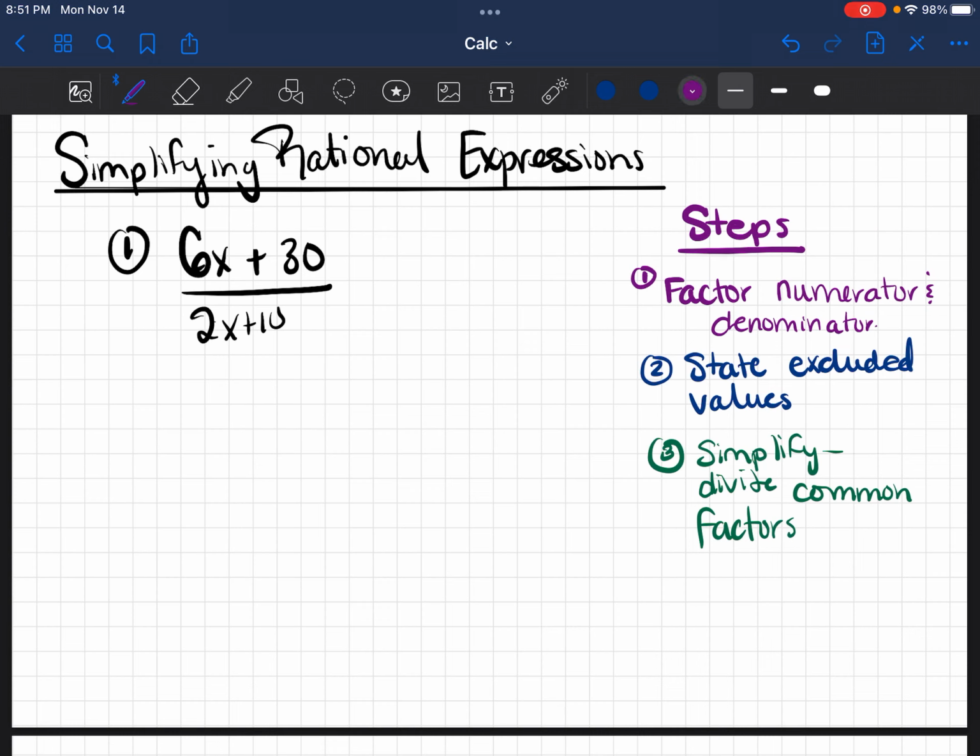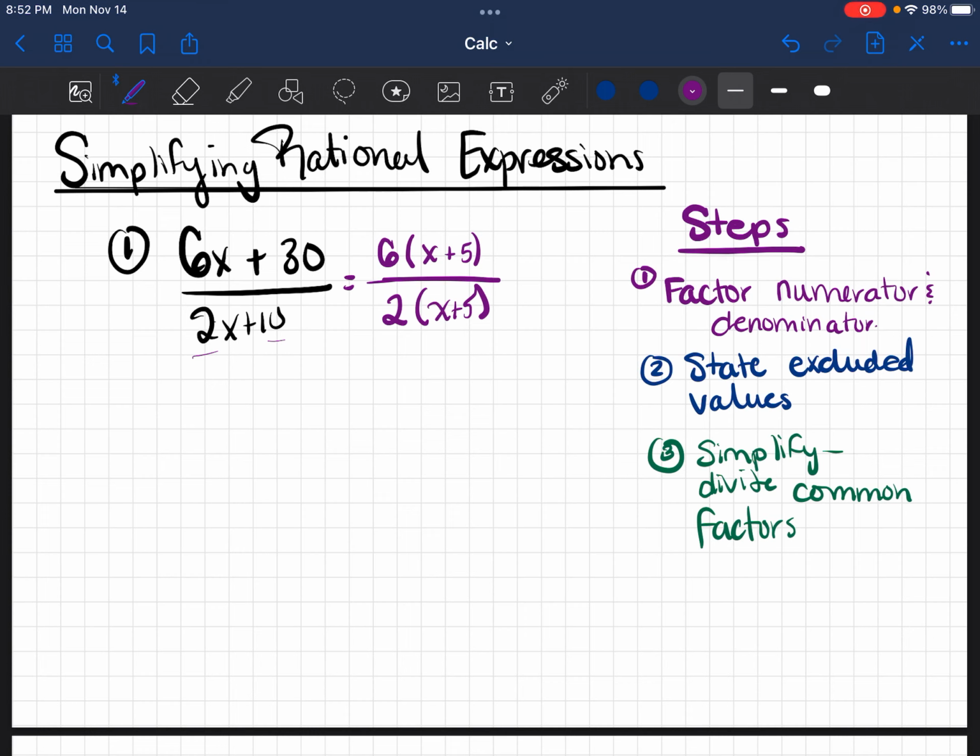So to start, I have this expression 6x plus 30 divided by 2x plus 10, and I am going to factor the numerator and then the denominator. So 6x plus 30, I see that 6 and 30 both have a 6 in common as a factor, so I can factor that out. And then I'm left with x plus 5 in parentheses. I'm going to do the same thing with the denominator, and I see that 2 and 10 both have a 2 in common. So if I factor that out, I am left with an x plus 5 in parentheses.